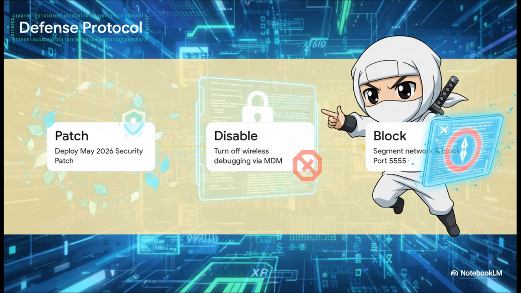First up, ensure your security patch level is at least May 2026. A simple Google Play system update works for newer devices. Second, get into your MDM platform and globally disable ADB wireless debugging on all production devices. Finally, segment your network. Restrict port 5555 to dedicated management VLANs only, and strictly monitor for anomalous TLS handshakes.